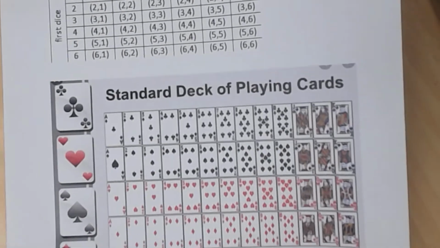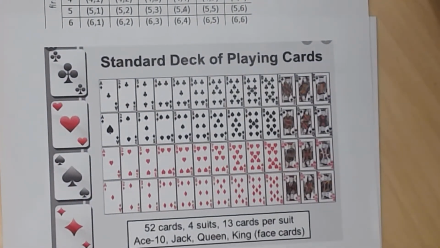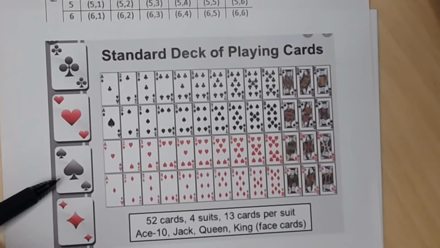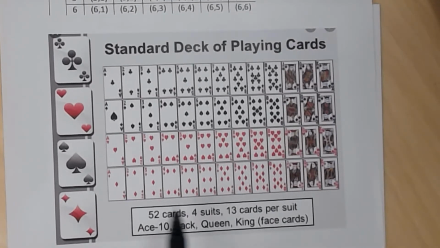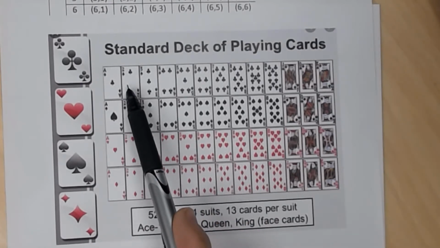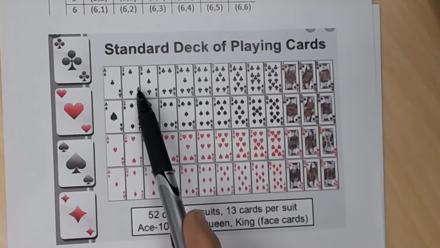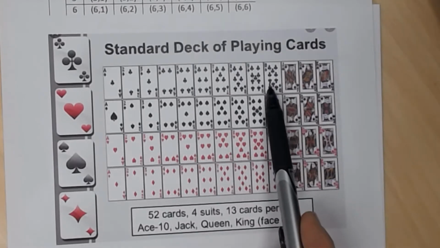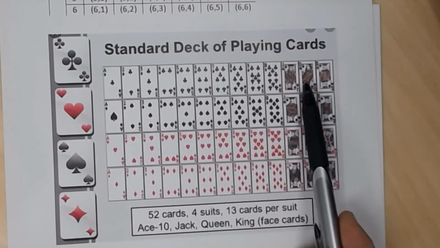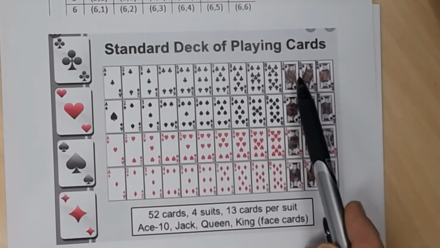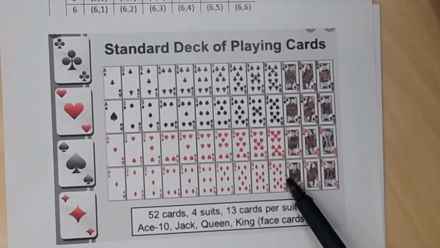All right, so remember that in a standard deck of playing cards, you have 52 cards, and there are 4 suits. You have clubs, hearts, spades, and diamonds. And in each suit, there are 13 cards. You have ace, and then the card number 2, a card number 3, a card number 4, all the way to 10. And then you have jack, queen, and king.